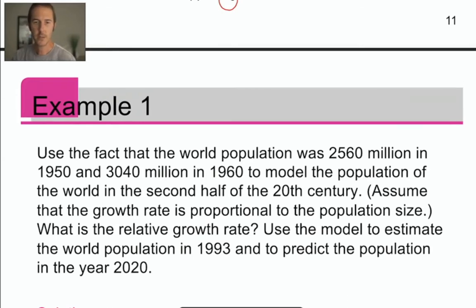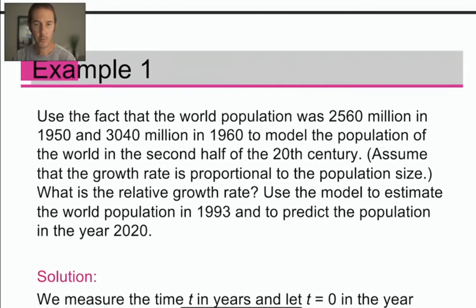So we're going to use the fact that the world population was 2,560 million. So it's a weird scale, but we're measuring things in millions here. In 1950 and 3,040 million in 1960. And we're going to use that information to model the population of the world in the second half of the 20th century. So that'll take us all the way through the end of 1999.